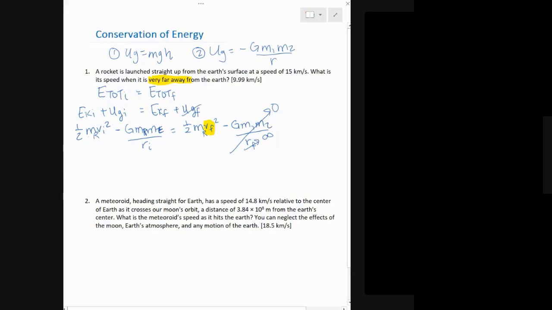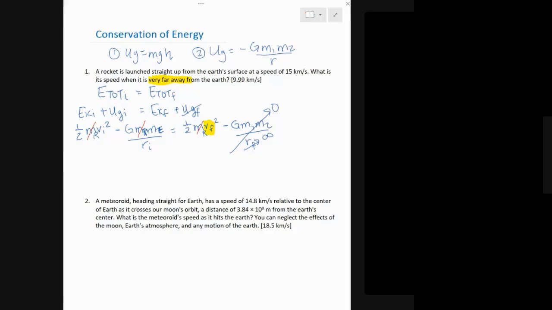Okay, awesome. So I can cancel all the mass of the rocket out. Yeah, the mass of the rocket is not even given to you, which is fine because it can all cancel out. Mass of the rocket, mass of the rocket. Perfect.